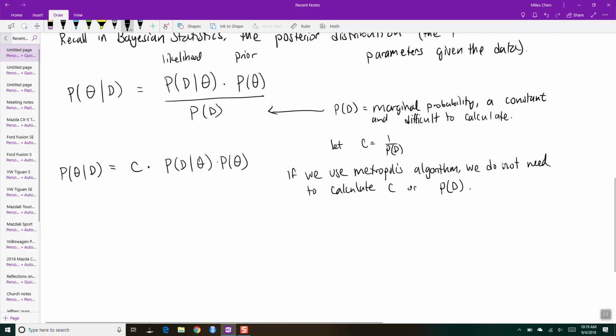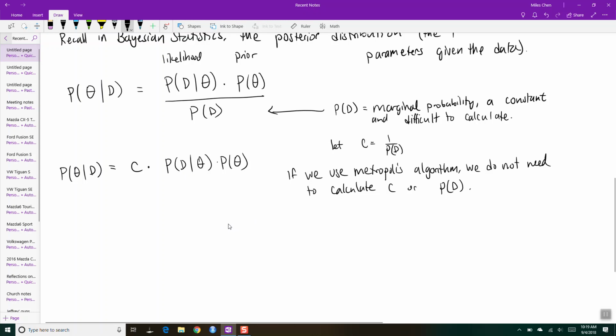And that's perfect because oftentimes it's easier for us to get the likelihood and the prior than it is for us to get this normalizing constant. So the numerator is not going to integrate to 1, but that's okay. When we use this ratio to calculate our acceptance ratio in the Metropolis algorithm, this problem goes away.